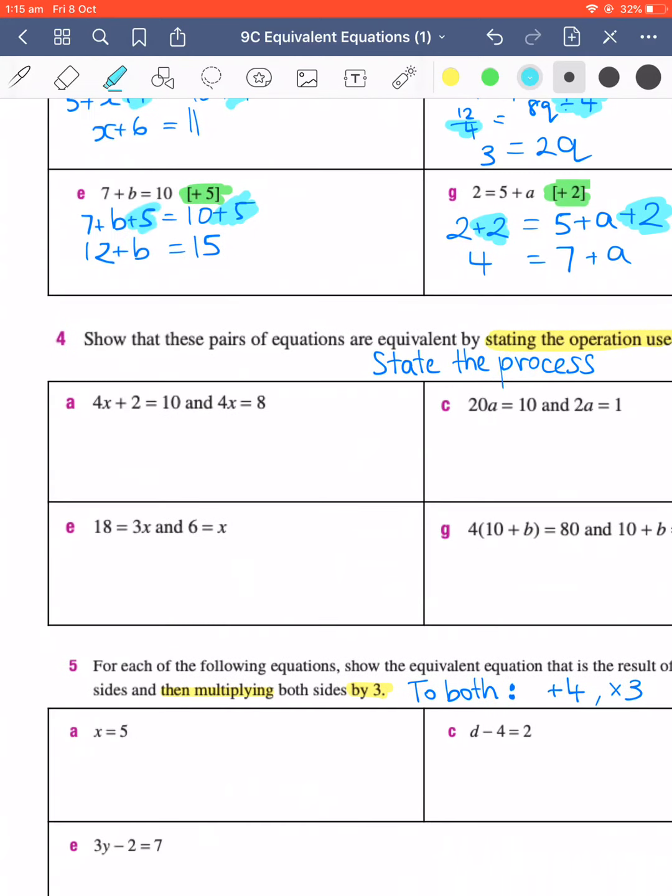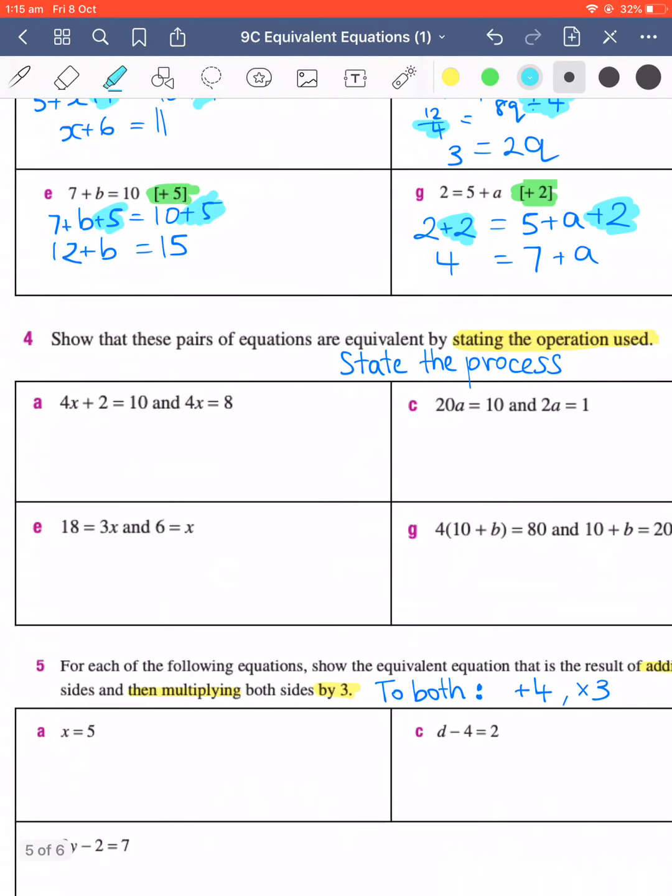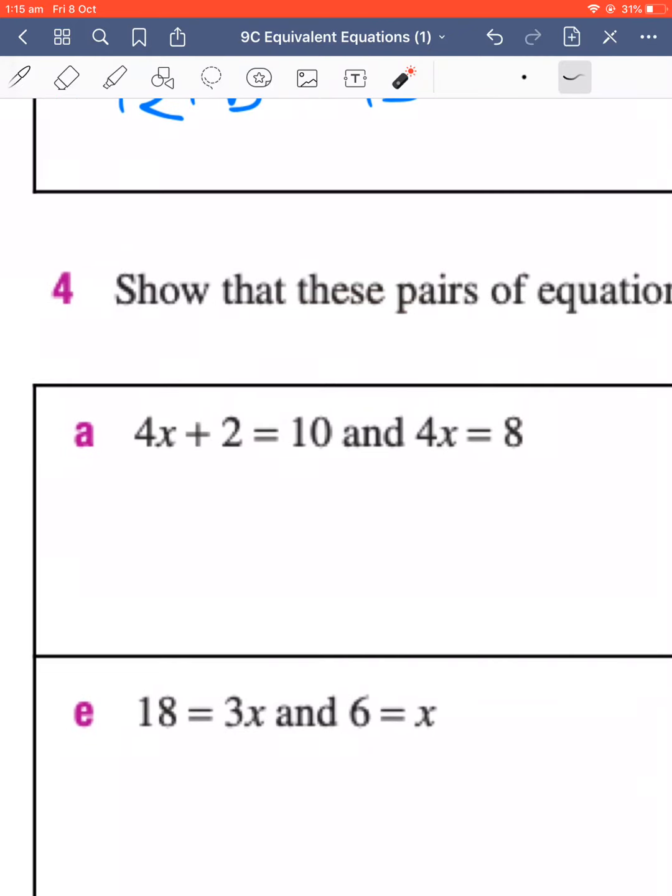So next question, show that these pair of equations are equivalent by stating the operation used. So for these types of ones, again, what you're after is figure out how you've gotten from this one to this one, and you need to tell me how you got there. So figure it out, then tell me exactly how you got there. So tell me the process. How did you get there? So let's go from here to here. Let's see what's in common and go from there.